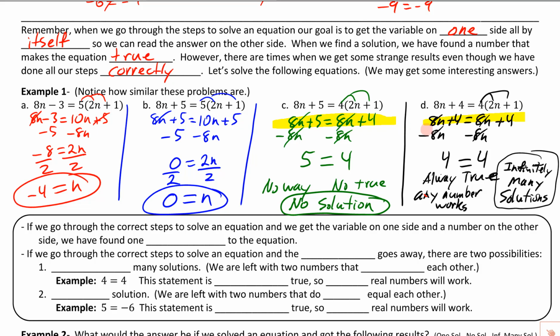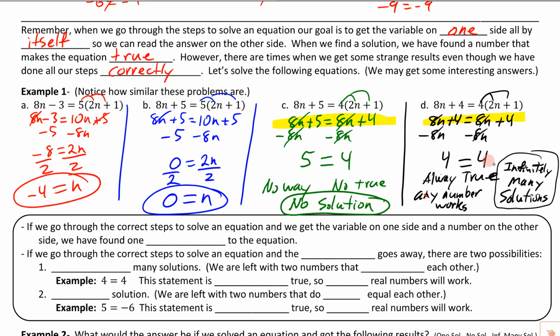Now, when we run into something like this, you'll notice what happened. The variable disappeared. When we subtracted 8n from both sides, there was no variable left anymore. And what we were left with was two numbers. And in this case, the two numbers do not equal each other. There's no way they equal each other, so we get no solution.